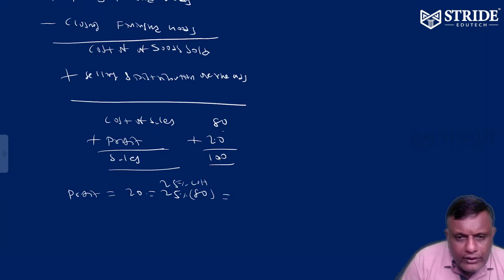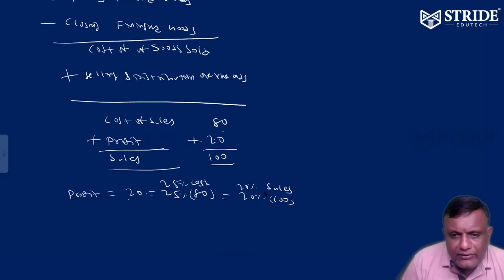Or 20% of sales. Please check it out. That is 20% of sales. So 20% of 100 is also 20. So cost into 25%, or sales into 20%, that's called profit.